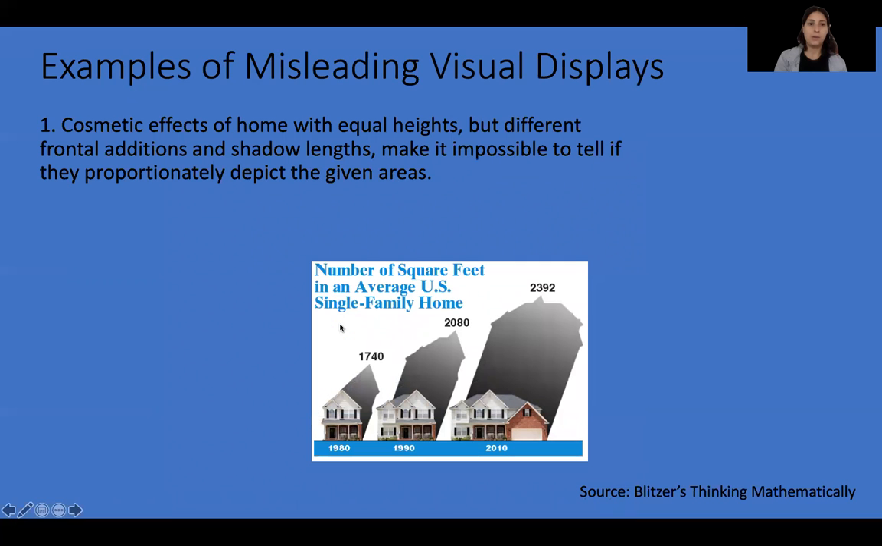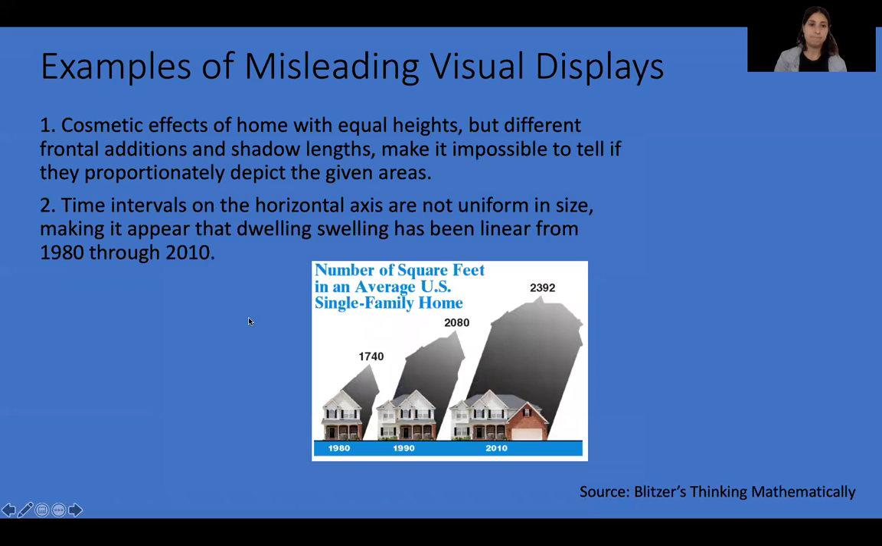Well, firstly, you notice the cosmetic effects of the homes: they have equal heights, but different frontal additions and shadow lengths, which make it impossible to tell if they're proportionally depicting the given areas. Next, notice that the time intervals on the horizontal axis aren't uniform in size, which makes it appear that the dwelling swelling has been linear from 1980 through 2010. You see from 1980 to 1990 is 10 years, and then from there to 2010 is 20. So that's uneven here.